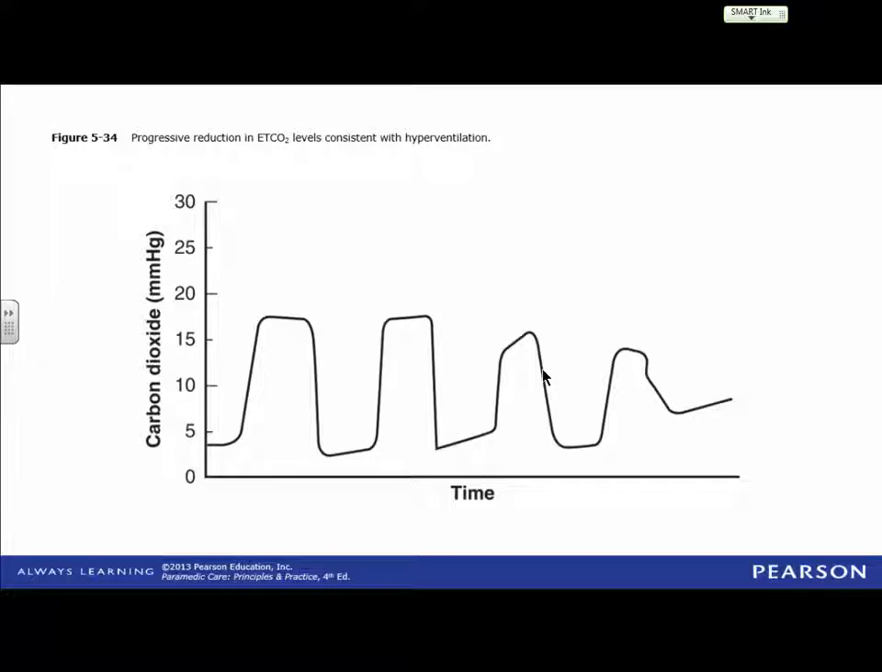Shorter and decreasing, not a low level of CO2 held constant, but decreasing, because what's happening as you hyperventilate, you're washing CO2 out. What also do you notice about the baseline there? We're not getting all the way back to zero, so we're not getting time to completely rid all the CO2 and take in a good breath. There's even probably some rebreathing of CO2 in this situation.